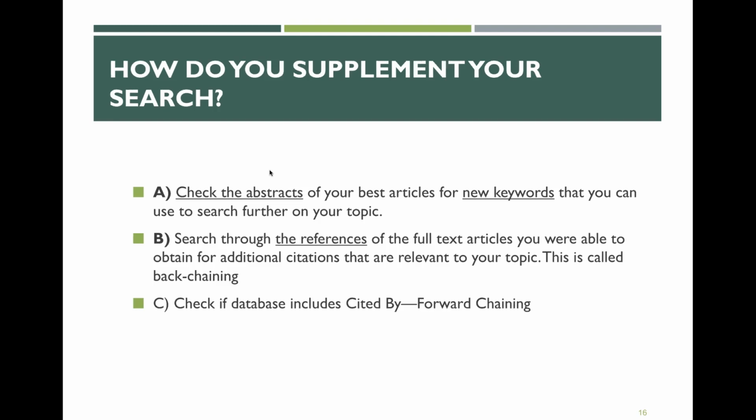So how do you expand your search? Check the abstracts for the articles that are most on target, and see if there are any other keywords that you can use in searching for your topic. Searching through the references is what we call backward chaining for articles, to find additional citations that are relevant. Back chaining, and then forward chaining is the cited by that I showed you on Google Scholar. So these can all expand your searches in finding additional articles.